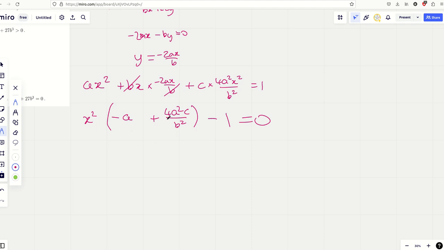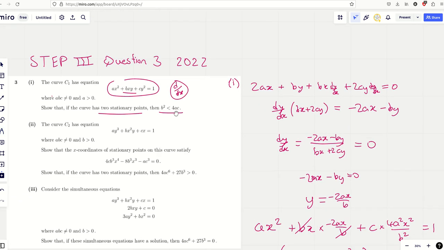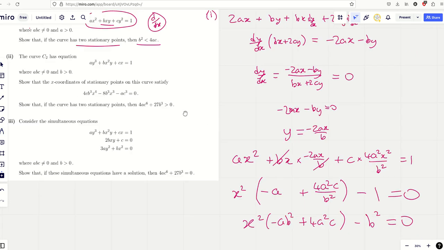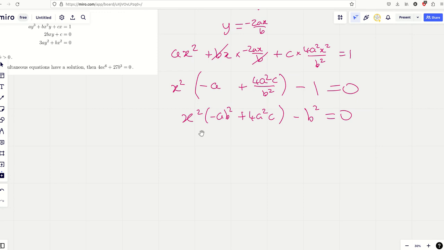I quite don't like that b squared in there, so I'm going to times everything by b squared just because it would be nice to have it without any fractions. Minus ab squared plus 4a squared c minus b squared equals 0. Yeah, now we just need to make sure that this has two solutions, because if it has two solutions then it'll have two stationary points, if you see what I mean. We don't need to know the solutions.